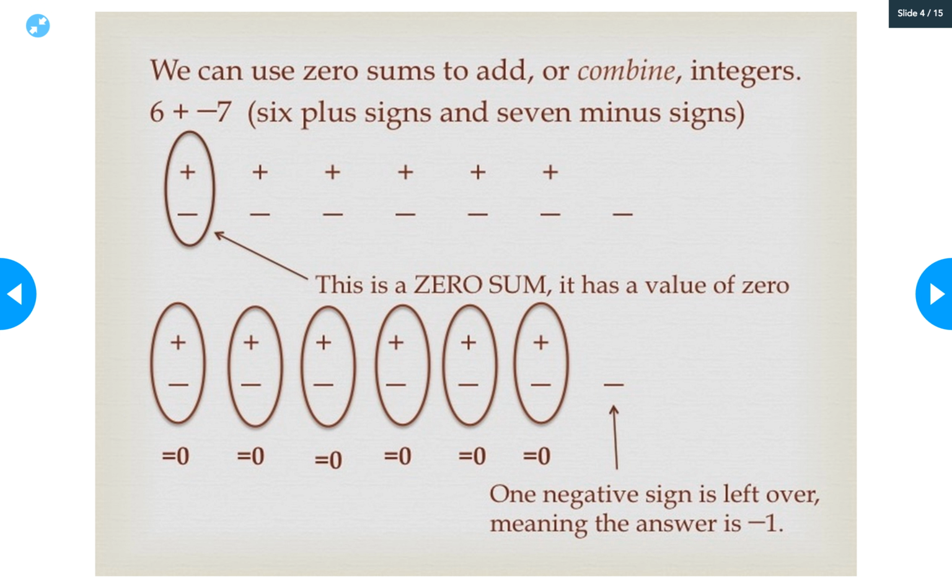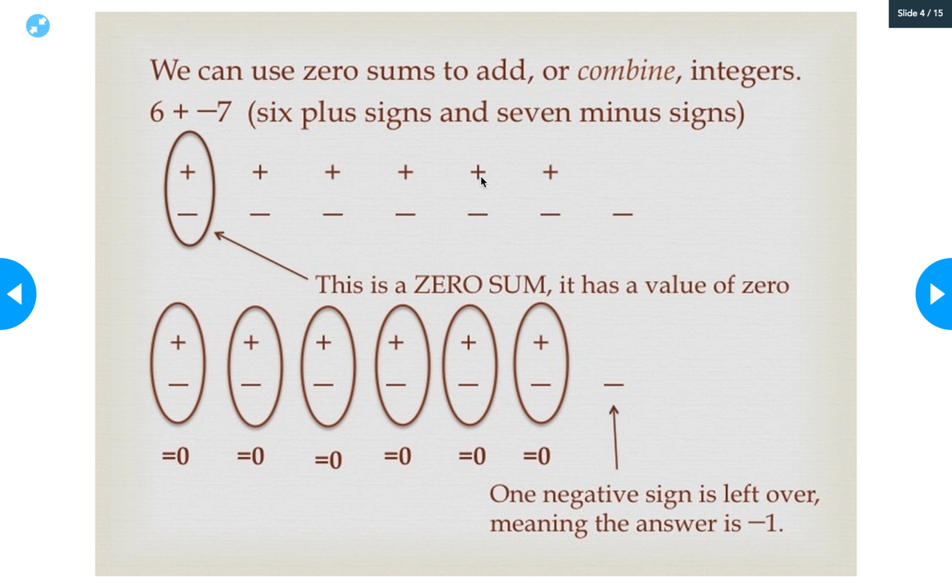We can use zero sums to add or combine integers. For example, 6 plus -7 can be written with 6 plus signs and 7 minus signs. We write the 6 plus signs as a row on the top, and we line up each minus sign underneath the plus sign, and these pairs are zero sums. You can see right here, this plus and this minus, that is a zero sum. You have +1 and -1, and that is going to be equal to 0.